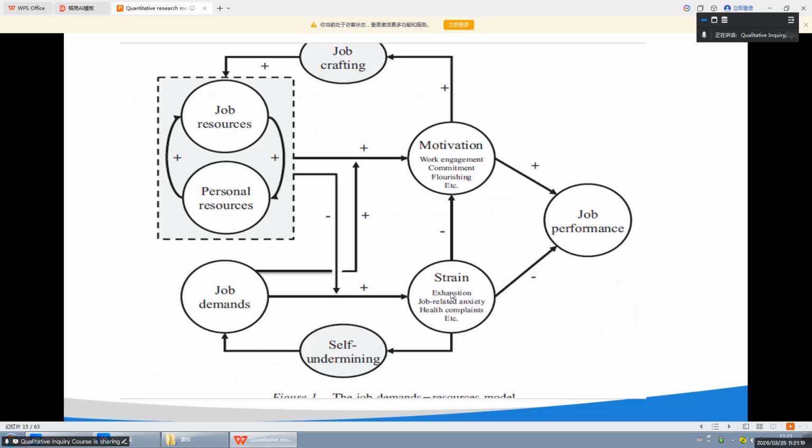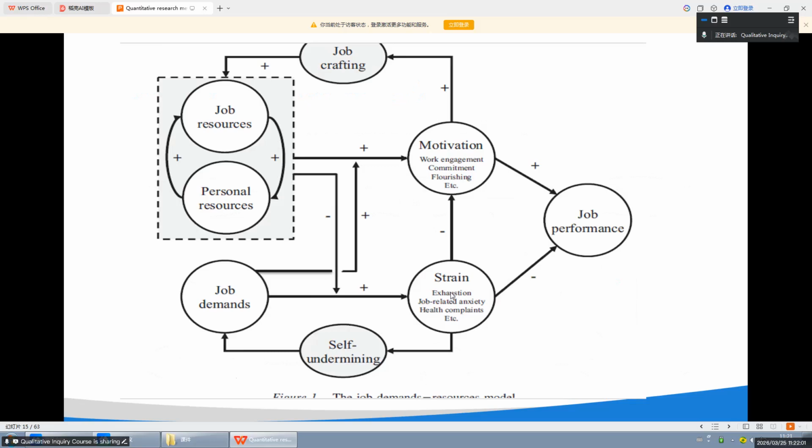Okay, you can see here, job resources, right? Job demands, right? So two categories. You can also see motivation. This is a motivational process. Job resources increase work motivation, increase job performance, right? Job demands lead to strain, exhaustion, burnout. This is the health impairment process. It's the same as the previous one.